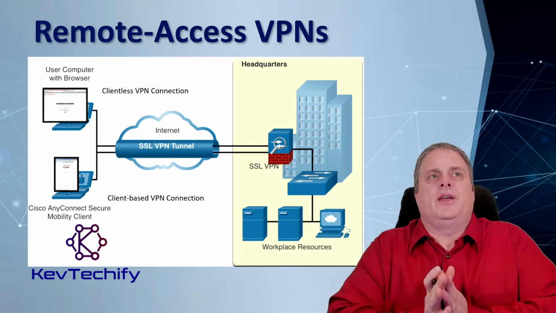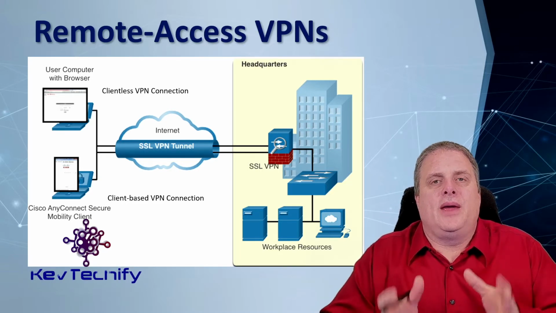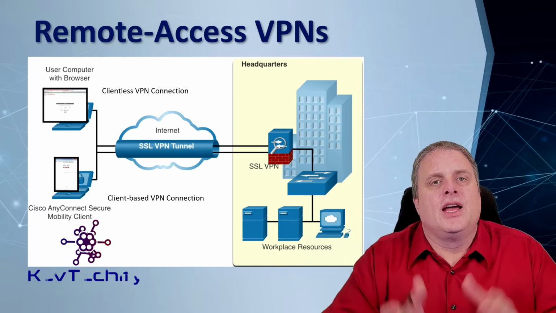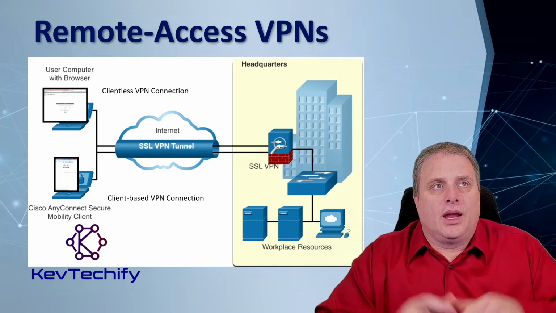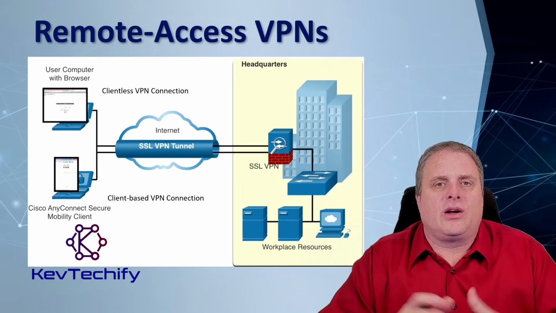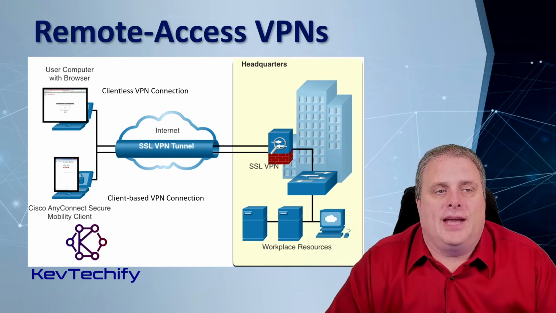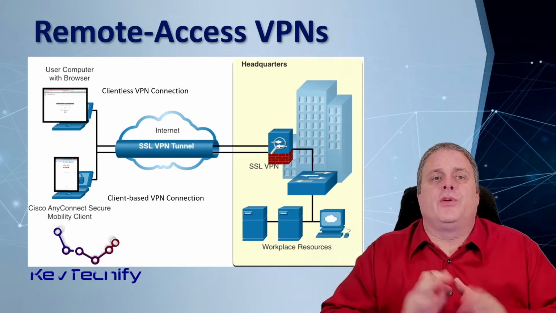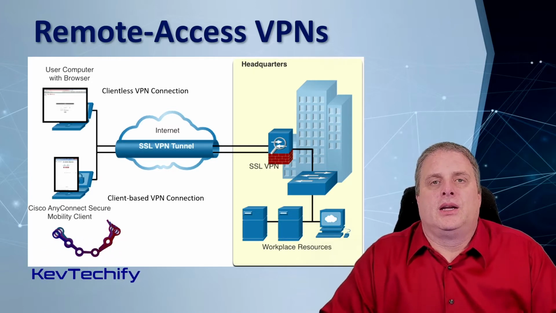Remote access VPNs are typically initiated by the end user. When they need to make that connection into the corporate office, they initiate that connection. These remote access VPNs allow your remote users or your mobile users to connect into your enterprise network. Now we have two types of remote access VPNs. One is clientless and one is client-based VPNs.